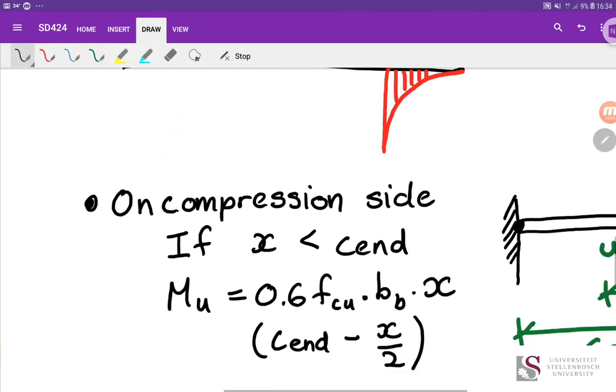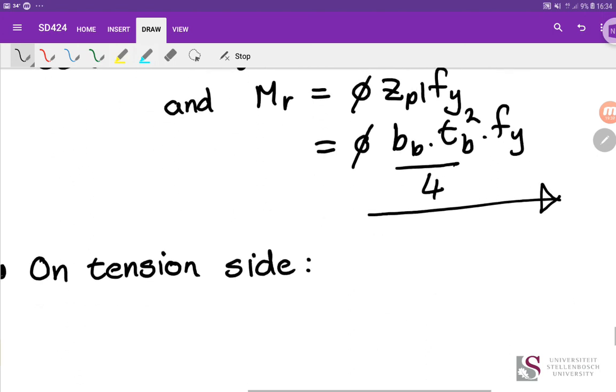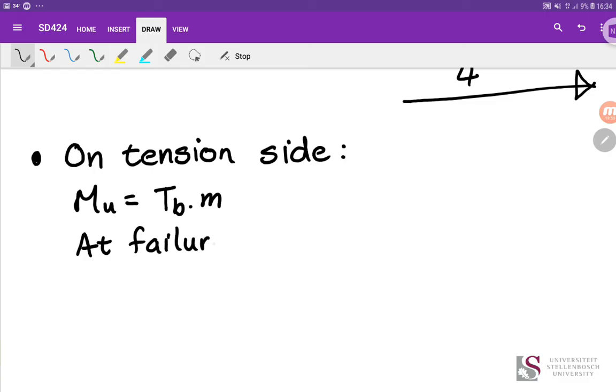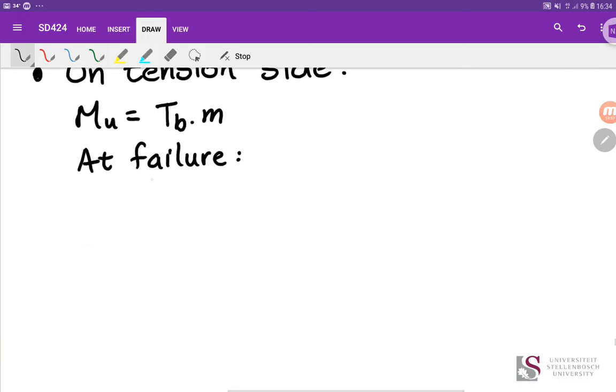So now I'm going to go back to our calculation. So on tension side, our moment, as I said, was much easier to calculate now. So it's just the force times the distance. And at failure, we need to make sure that the moment is less than or equal to our resistance, which we've calculated above.